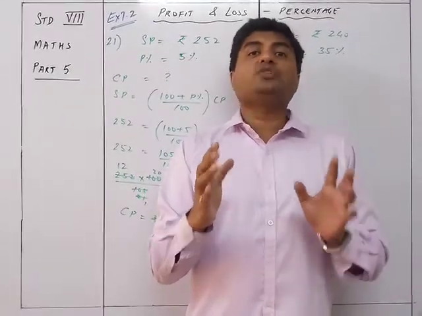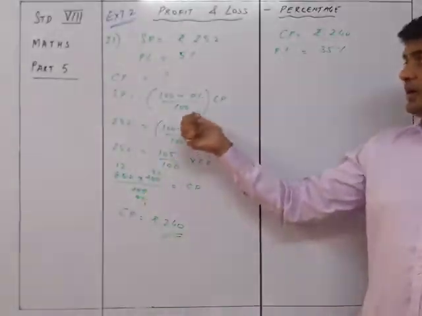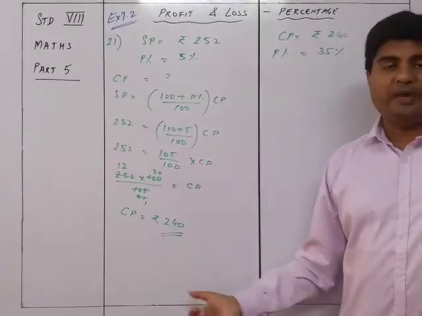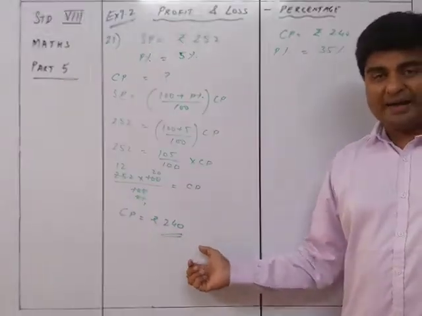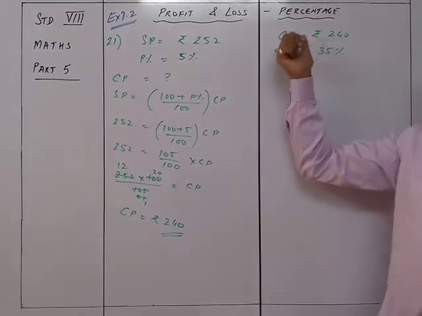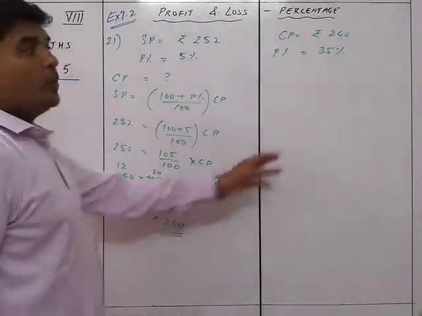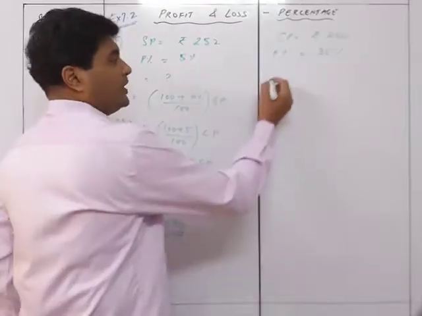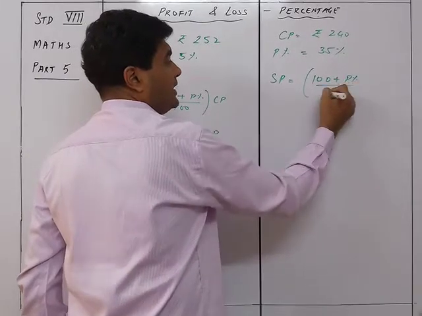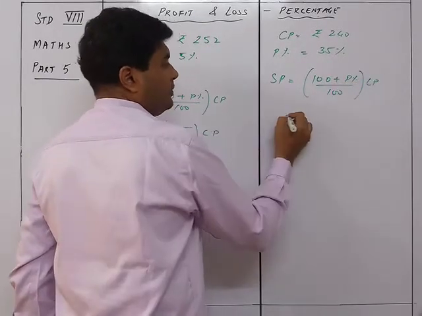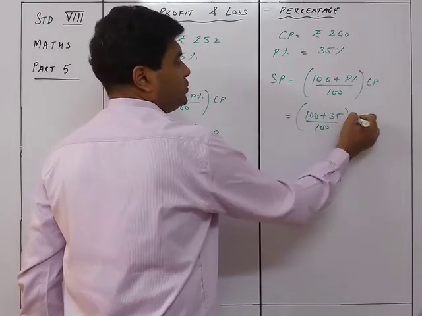So SP is going to change, but the cost price at which you buy it is not going to change. CP is never going to change. The CP over here, what you buy it at, is going to remain the same. So CP is 240 and now you want more profit. The profit which was just 5%, you want 35%. Then what price should you sell it at? SP is (100 plus 35) upon 100 into CP, which is 240.